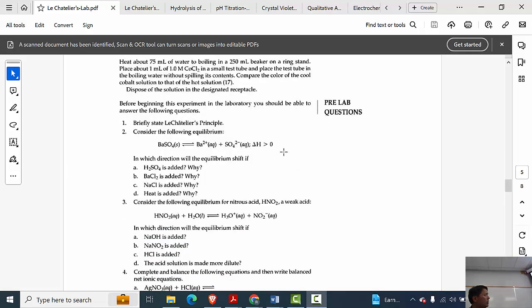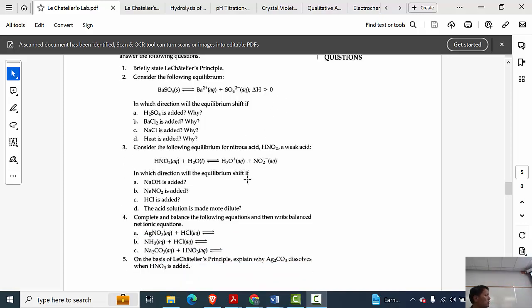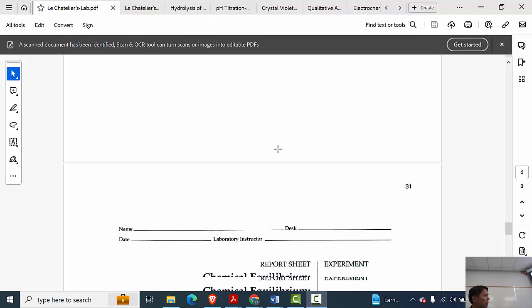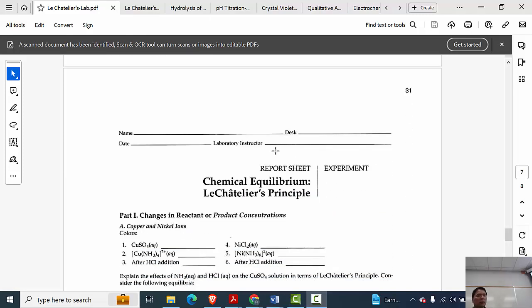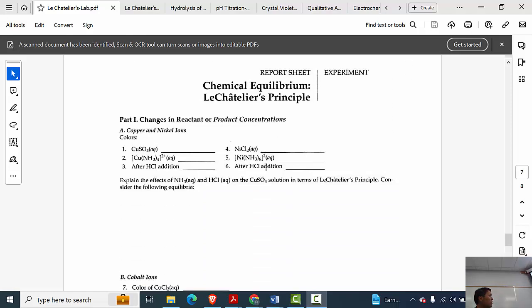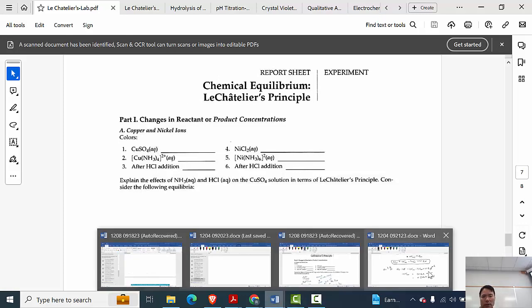Pre-lab questions, you don't have to have those answered for this, but some of these are helpful to understand the lab. Sometimes I'll require pre-lab questions or have a pre-lab quiz. I'll let you know if that's the case, but most of this is pretty straightforward. And so here they just want the colors, and we started looking at this yesterday, correct?